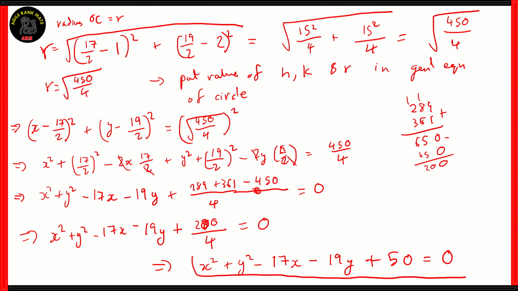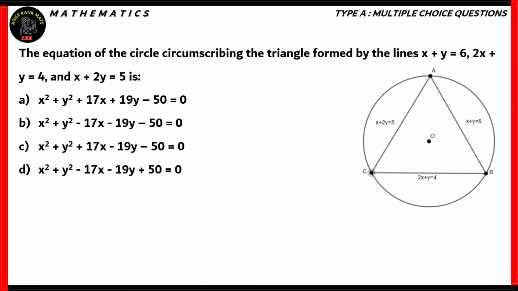So finally, we know that it's minus 17x minus 19y plus 50. That's the option which becomes the correct option according to all the calculation that we just did. Let's look at that. Option B has minus 50, which is incorrect. That means option D, x squared plus y squared minus 17x minus 19y plus 50 equals 0, turns out to be the right option. So this was a pretty complicated question.